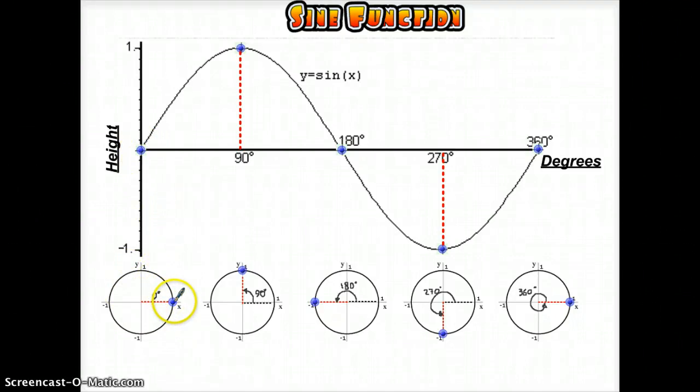Sine of 0 is opposite over hypotenuse. Hypotenuse is always going to be 1 because it's the unit circle. Therefore, it's just the height, and at 0. At 90, well, it's the highest point, and that's a 1. I go to 180, then it goes back to 0. And as I go all the way to 270, that's the lowest point, and that's the minus 1. And then when it fills up the whole circle, 360, it's where we started. And then, of course, it's going to go on.